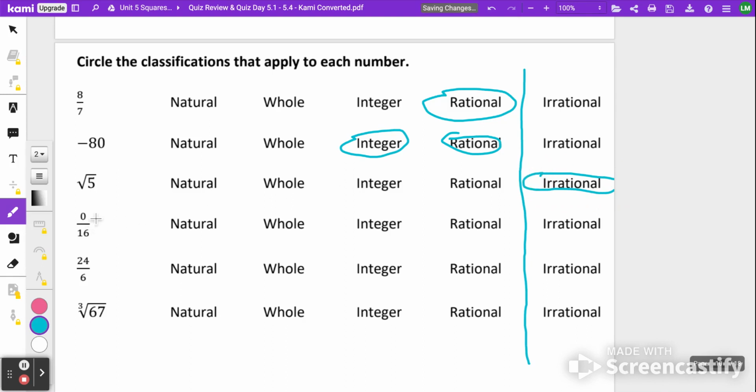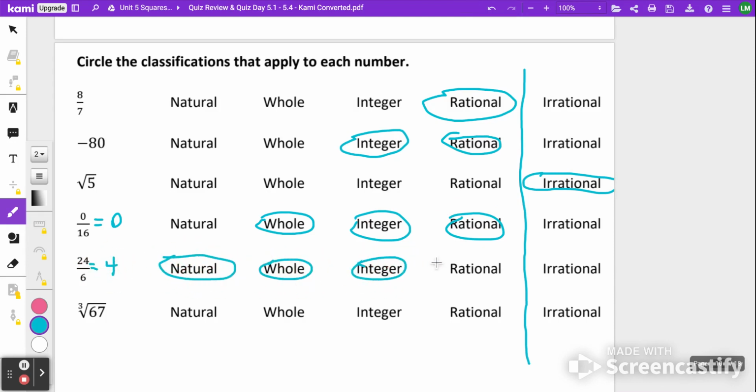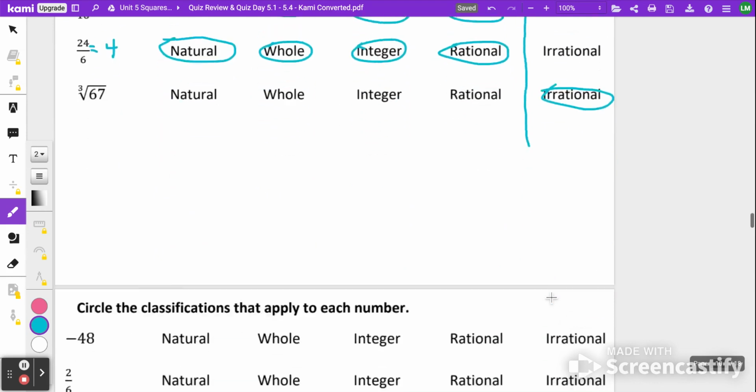0 over 16 is equal to 0. So it's not a natural number, but it is a whole number, which means it's an integer and also a rational number. 24 over 6 is equal to 4. That is a natural number, whole number, integer, and rational. And then the cube root of 67 is not a perfect cube, so we'll say that one's irrational.